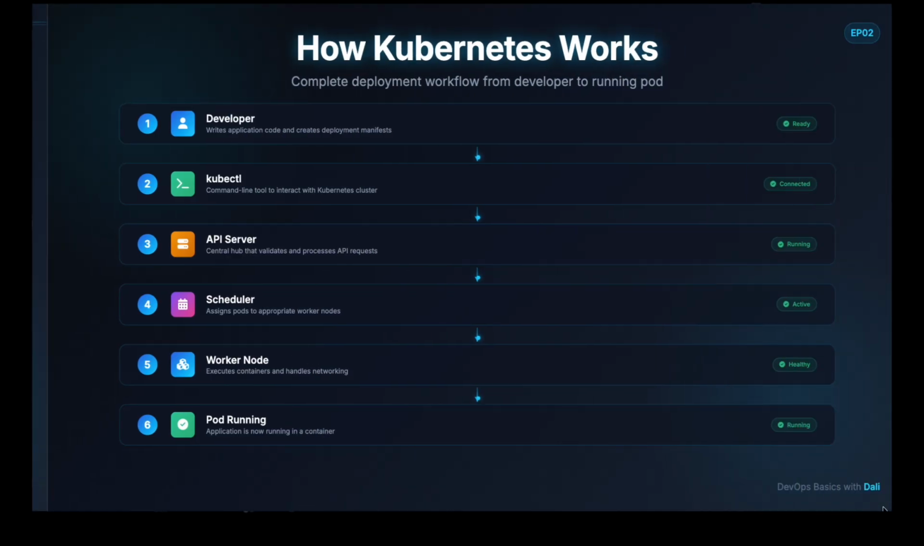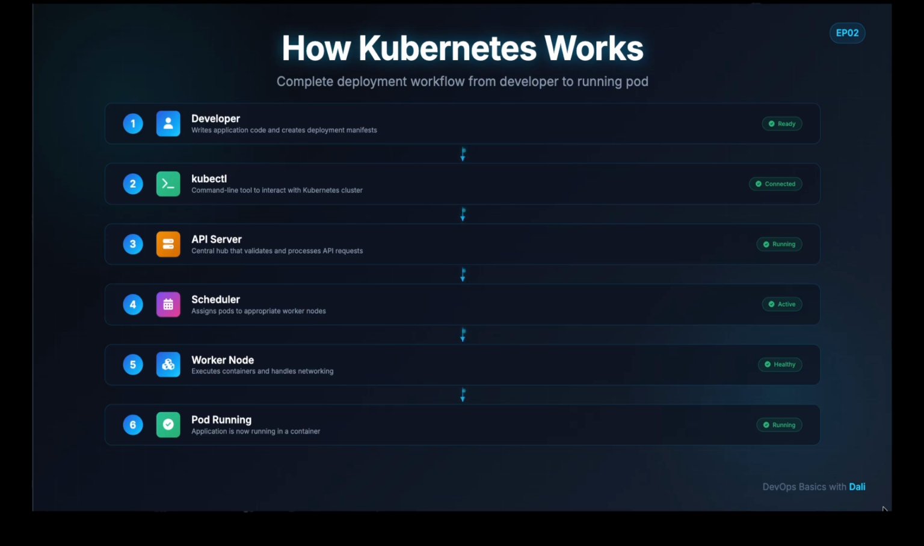Now let's put everything together and see how Kubernetes actually works step by step. The process usually starts with the developer. The developer creates the application and deployment configuration. Then, using kubectl, the request is sent to the Kubernetes cluster. The API server receives and validates that request. After that, the scheduler decides which worker node should run the pod. The selected worker node then executes the workload. And finally, the application starts running inside a pod. So even though Kubernetes may look complex internally, the overall workflow is very organized and automated. Kubernetes continuously manages this entire process automatically behind the scenes.